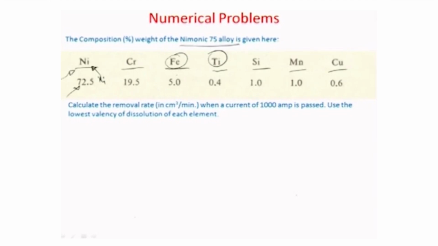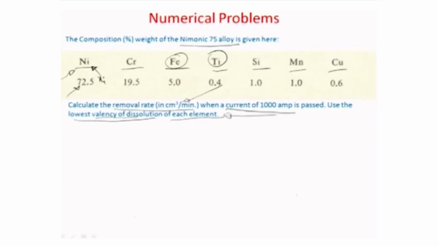So, we need to calculate the removal rate in such a complex alloyed system using the theory we have developed just now, and the prediction has to be in centimeter cube per minute, the rate of material removal. The only thing given to us is that a current of 1000 amperes is passed, and we want to use just the lowest valency of dissolution of each element, although when predicting actual rates may be different because, as I told you, multiple valent states come out in the dissolution process. So, what do we do here?